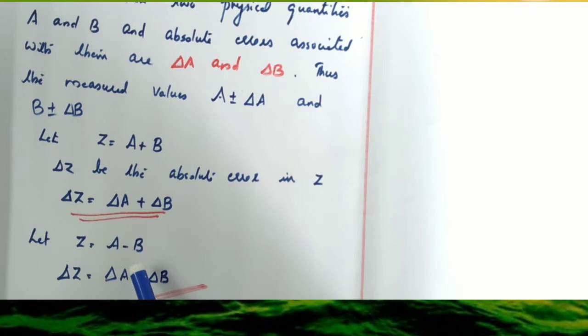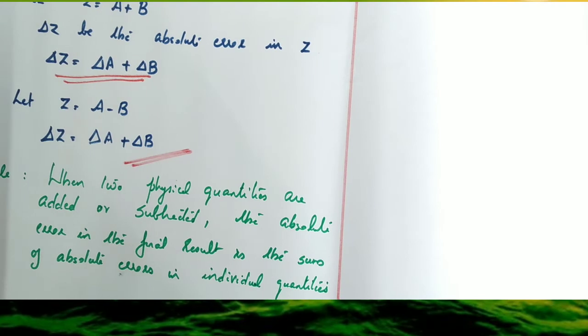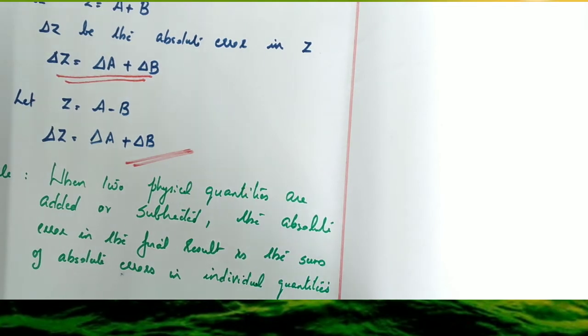Clear, children? So if two physical quantities are added or subtracted, we have to take the absolute errors, and the absolute errors should be added up. Hence the rule is, when two physical quantities are added or subtracted, the absolute error in the final result is the sum of absolute errors in the individual physical quantities. This is applicable for both addition and subtraction.